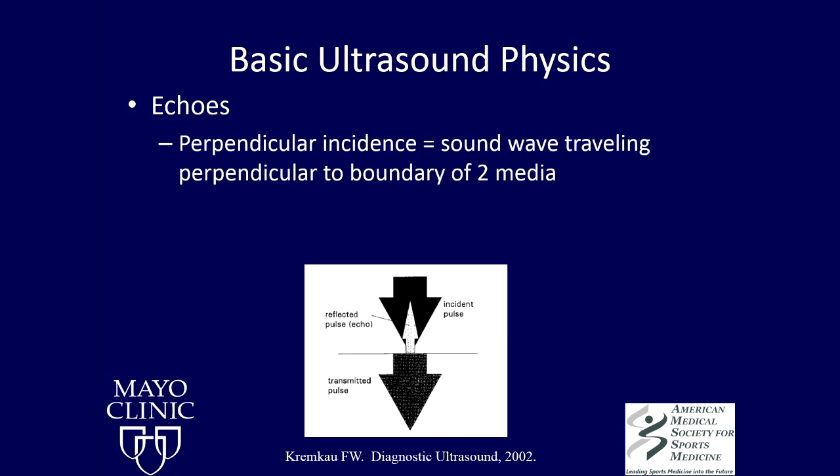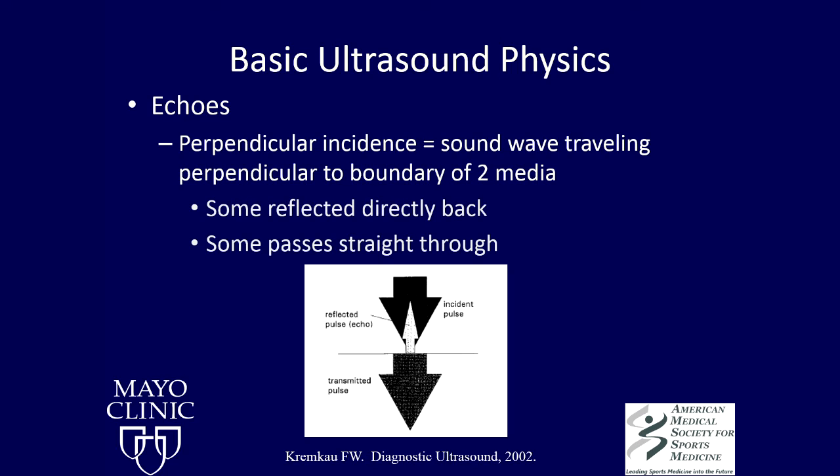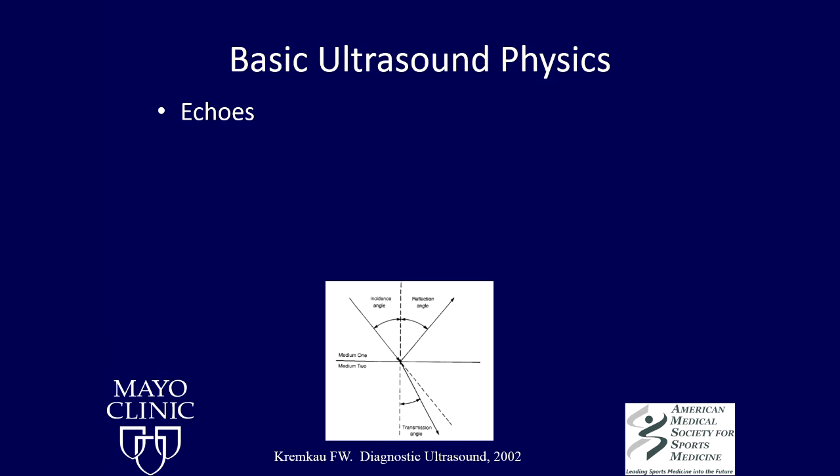When the sound wave is coming down, if it strikes the tissue interface at a right angle, so it's perpendicular to the surface of that structure, then the sound wave that reflects back is going to reflect straight back up towards the sound wave. Some of the sound wave is also going to pass through, so you have your reflected and your transmitted sound waves.